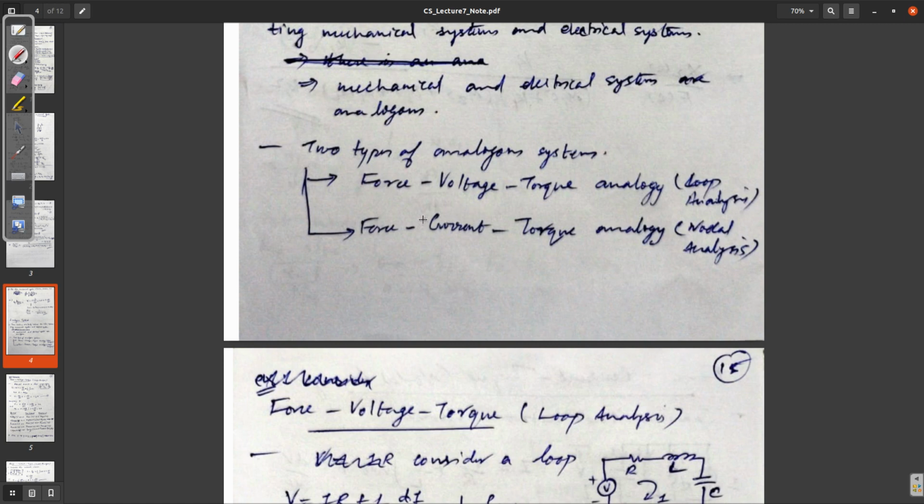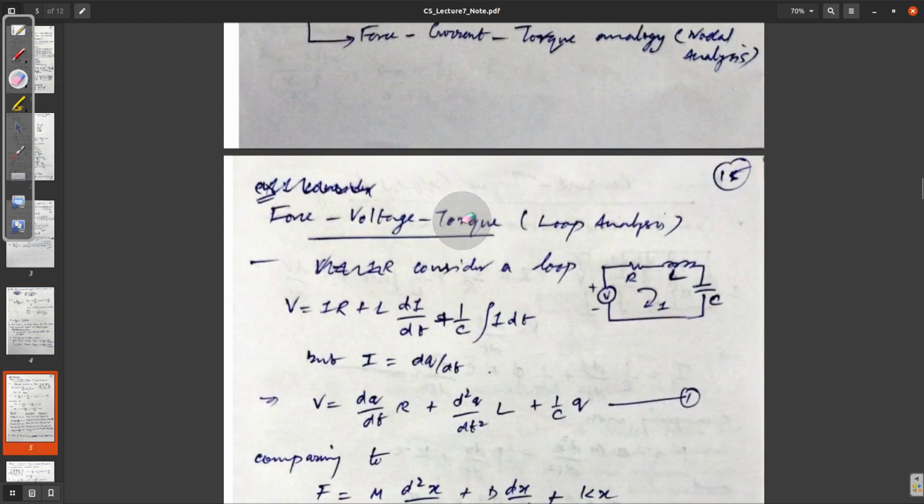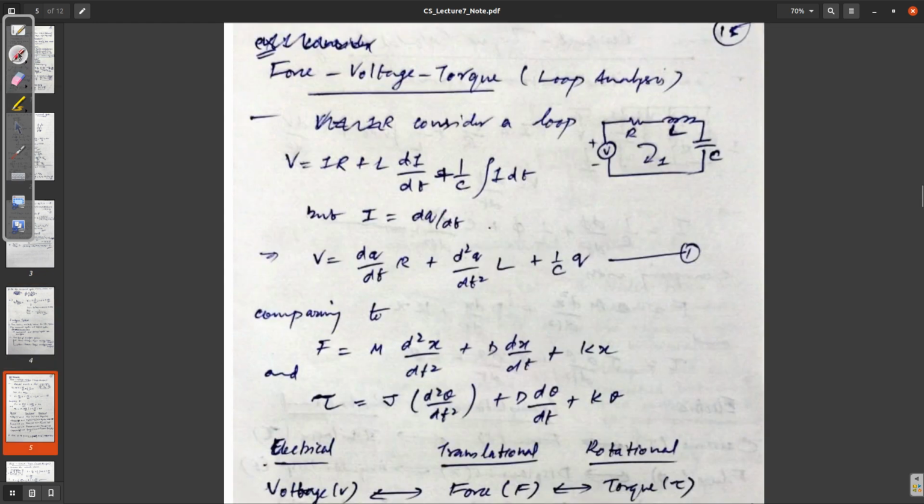We can equate the force and torque to voltage, and the other way is that we can equate the force and torque to current. Both will result in two drastically different electrical networks. Okay, so let's see how we derive these analogies. The first one is the force, voltage, torque analogy.